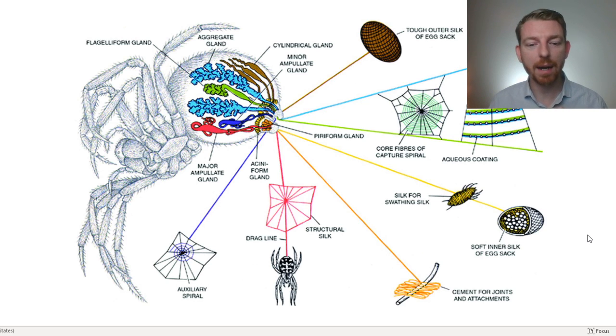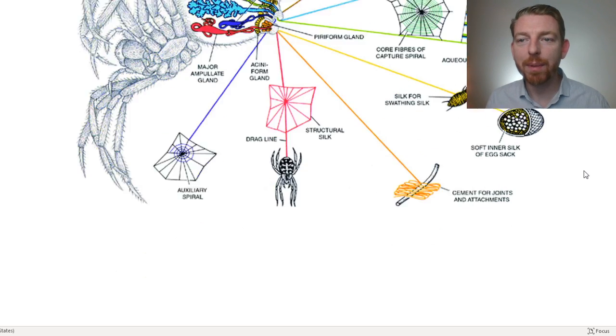that are going to make either something that's quite, let's say, quite strong, so something like a structure or the drag line that's going to support its whole body, or something that's fine, that say you want to actually fill in some of the capture point of the web. Something soft to protect its eggs, or something sticky that's going to help secure the web to different points. All of these materials have different properties, so they have to have a different protein structure.